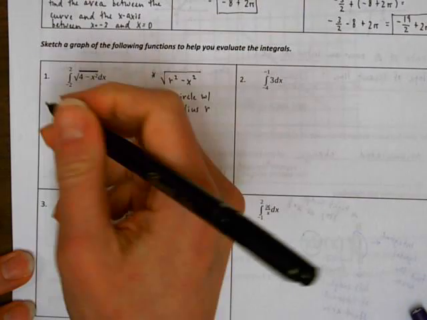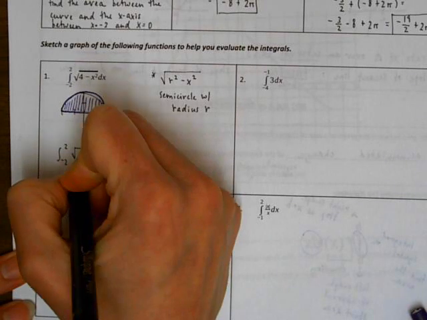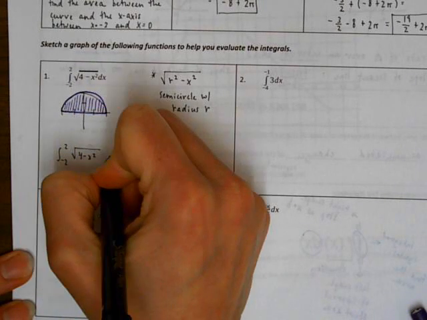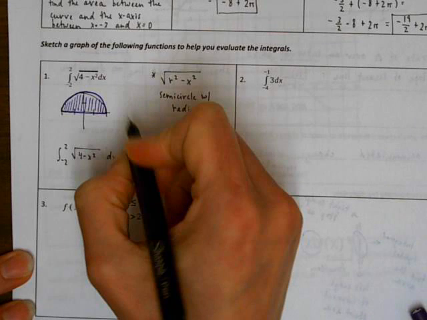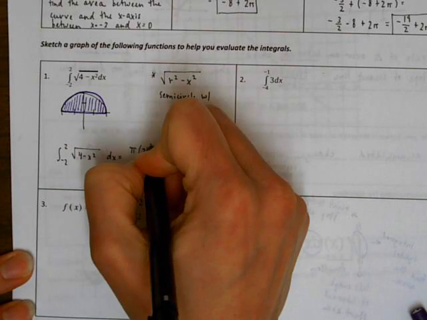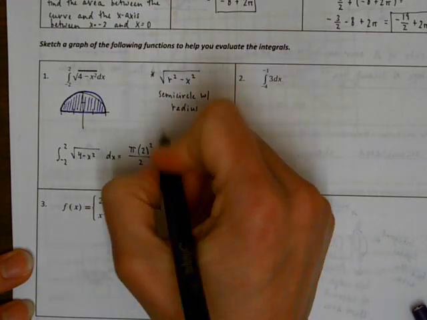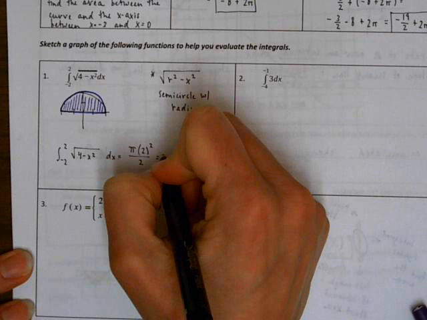So now I know that the integral from -2 to 2 of my function 4 minus x squared dx is going to be equal to pi. My radius is 2, and it's a semicircle, so I'm going to divide it by 2. So I get 2 pi.